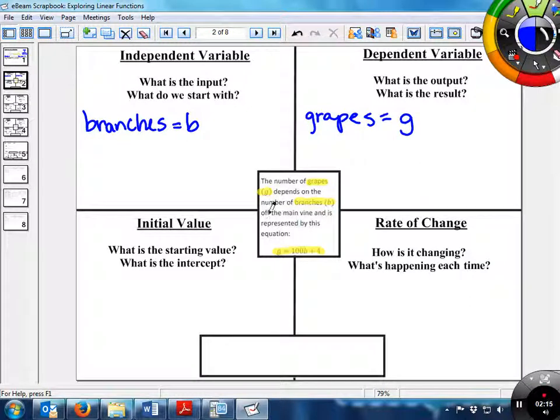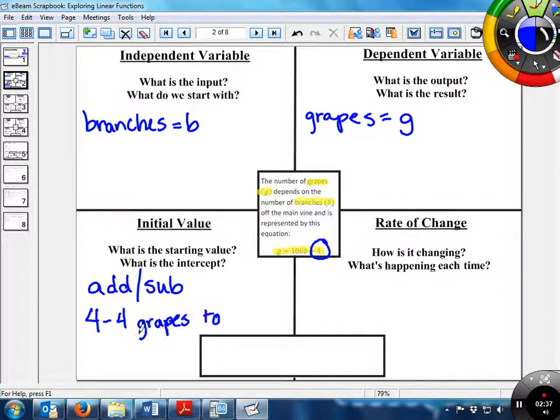So the initial value is, what is the starting value? What is the intercept? Where am I going to begin? And we're going to find that in the equation at this very end piece. What am I adding or subtracting? So here you're always looking for what you're adding or subtracting. And in this case, it would be 4. This 4 is representing 4 grapes to start with. So there might be 4 grapes coming off of that main vine. But you're going to have those before any other grapes appear.